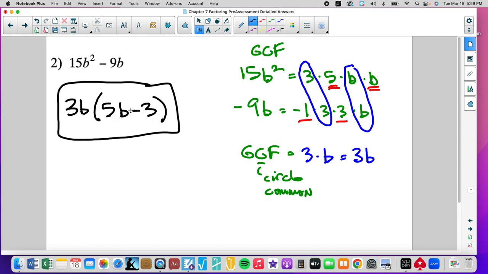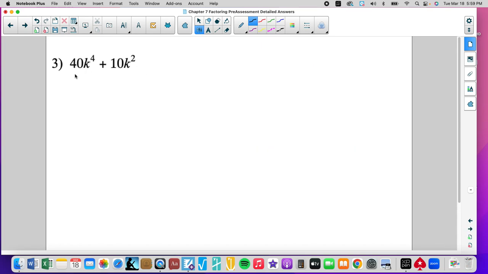So this technique is valuable, but it's time consuming. In order to be efficient and to add to your time bank, we really need to be able to do this visually and mentally, looking at these terms. We look at the coefficients first, 40 and 10. The greatest common factor of those two coefficients is 10. K to the fourth, k squared. I can take out a maximum of k squared.